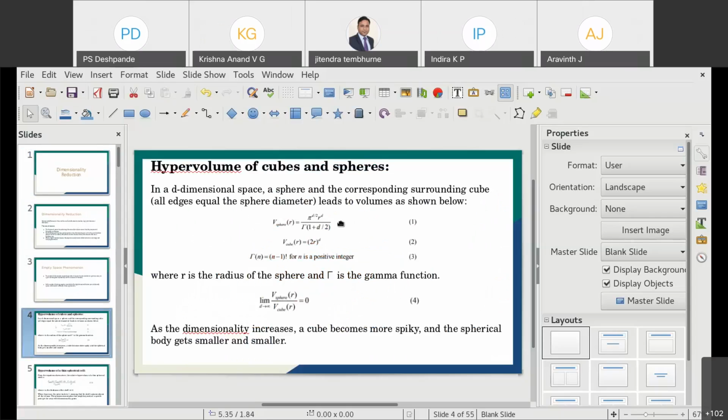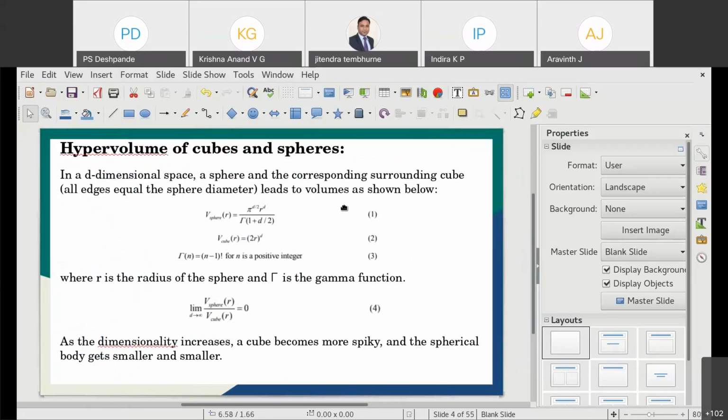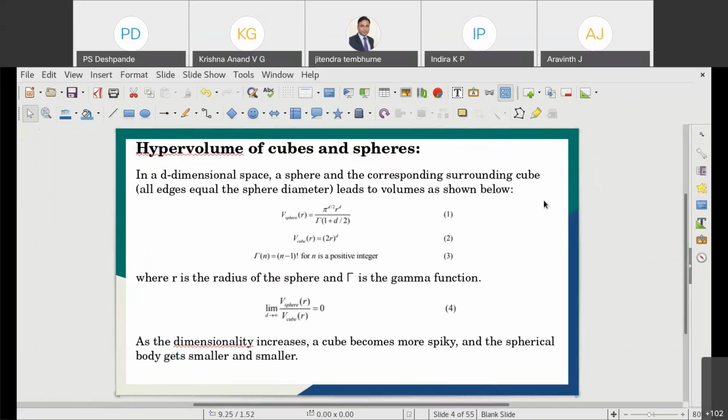So in the slide, we are going to have the expressions for the d-dimensional cube and the d-dimensional sphere. The sphere here is the sphere which is touching all the planes of the d-dimensional cube.